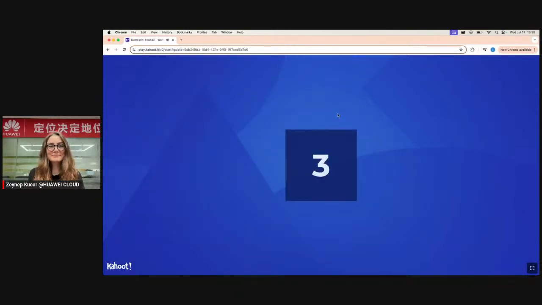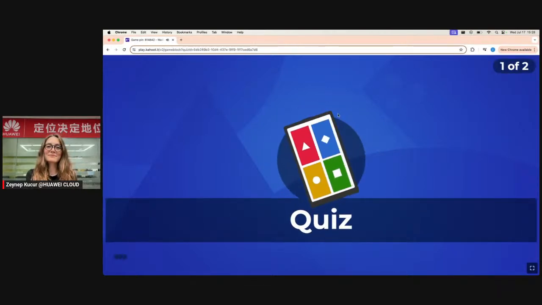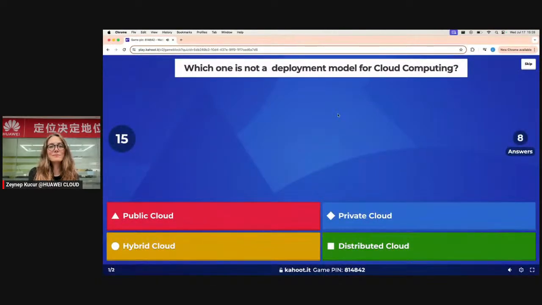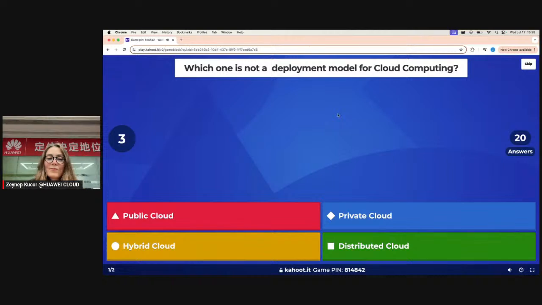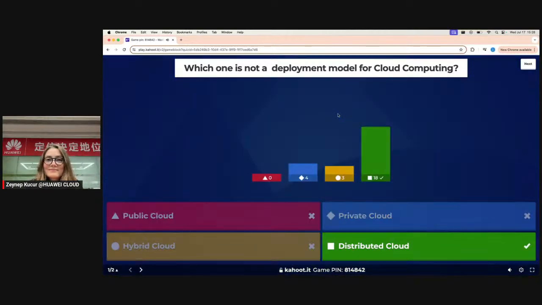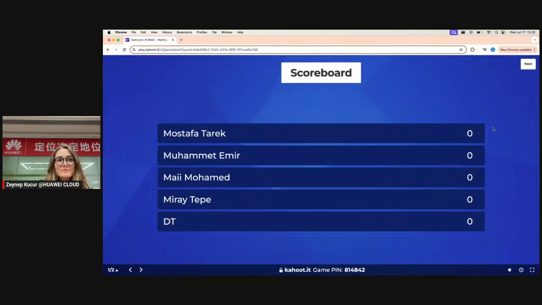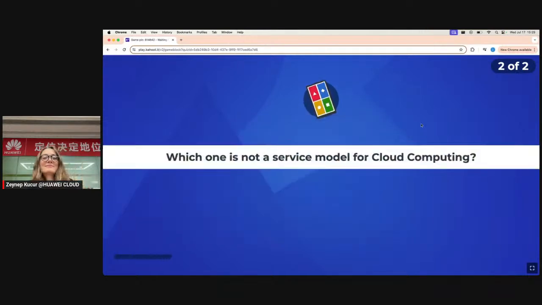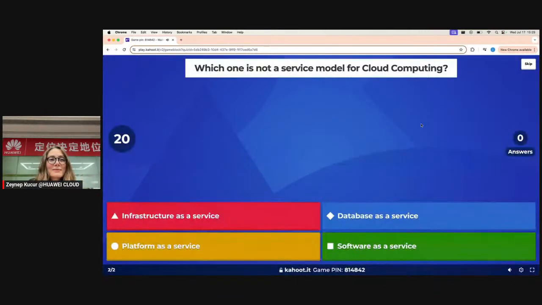First round, cloud computing. Which one is not a deployment model for cloud computing? Okay, 18 people responded correctly, and there are 7 wrong answers. Next question. We see the highest score goes to Mustafa Tarek, and then Mohammed Emin. We are proceeding to the next question. I hope you're all ready. Which one is not a service model for cloud computing? Infrastructure as a service, platform as a service, database as a service, or software as a service?